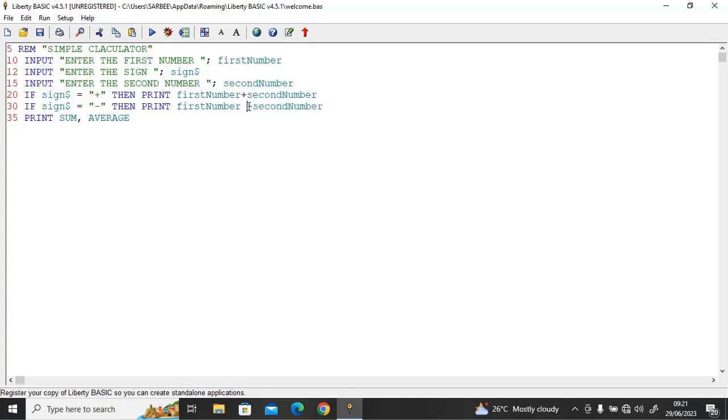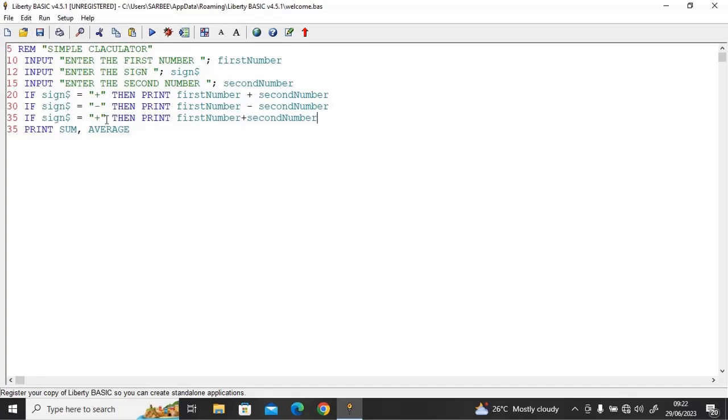Let me make it readable, so it looks fused together here. So first number plus second number, then minus second number. Then if the sign, make it 35. Control V, let me paste.